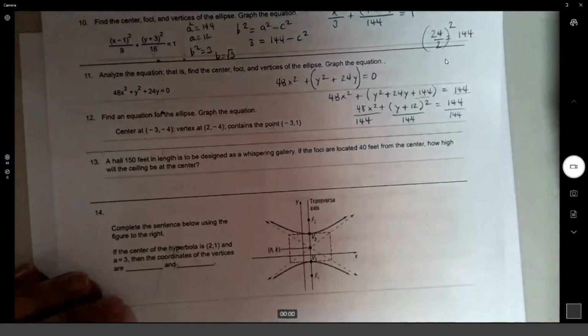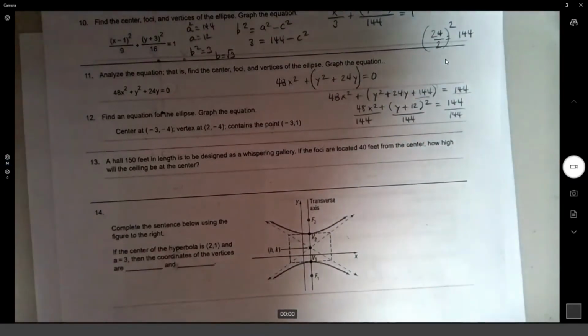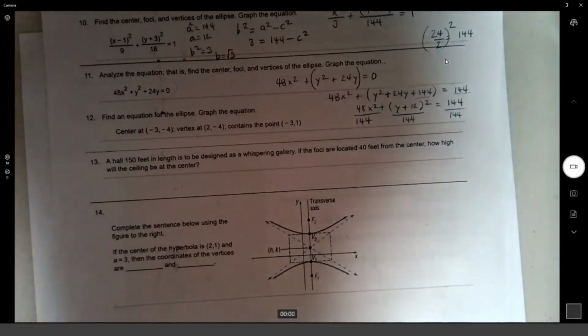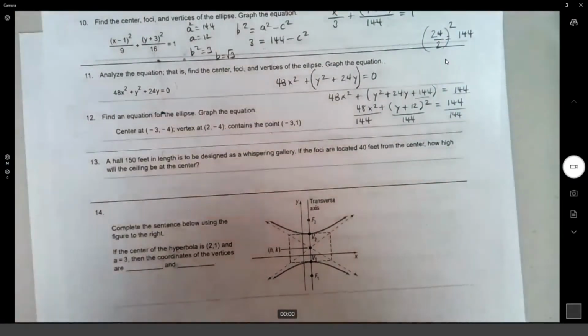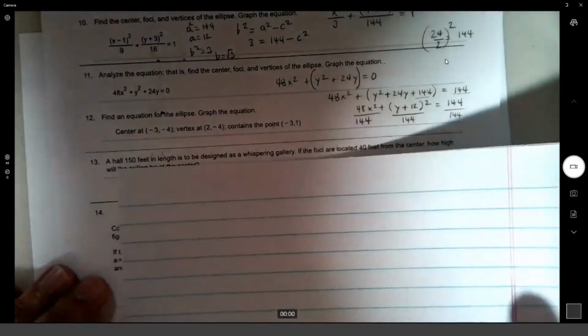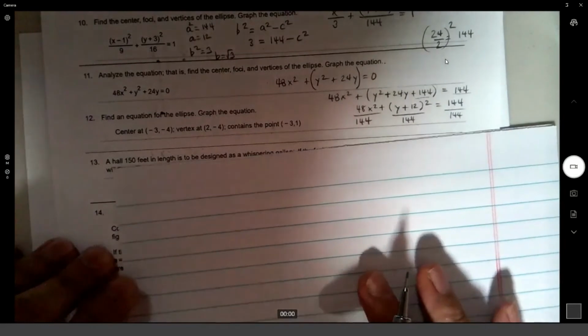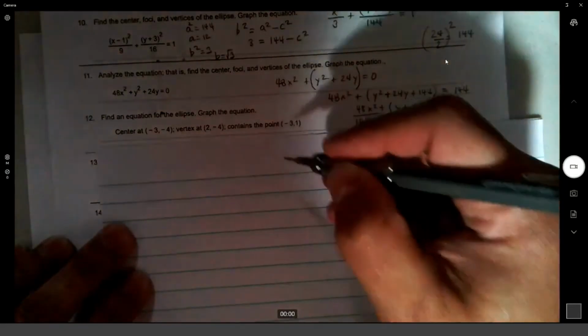Number 12 says, find the equation of the ellipse given the following information. It is giving us the center, it's giving us the vertex, and it's giving us 1 point on the ellipse. Okay, well, that's going to be fun. So let's plot the information given.